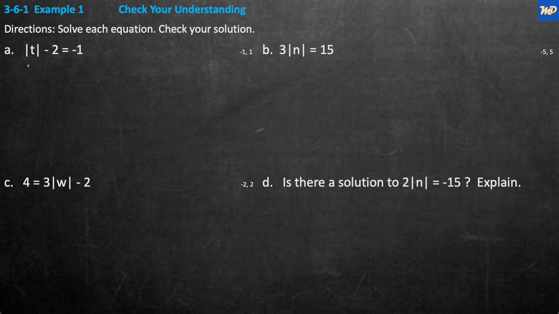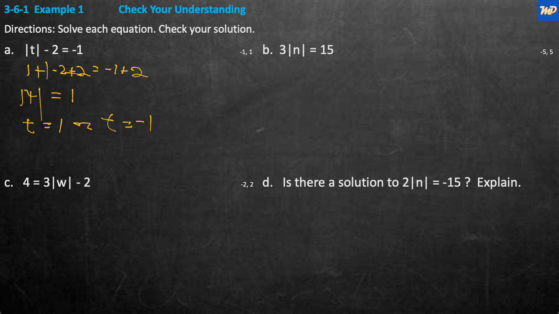So here we have the absolute value of t minus 2 plus 2 is equal to negative 1 plus 2. And when we simplify this, we're going to have the absolute value of t, because negative 2 plus 2 is 0, is equal to negative 1 plus 2, which is 1. So t is equal to 1 or t is equal to negative 1.